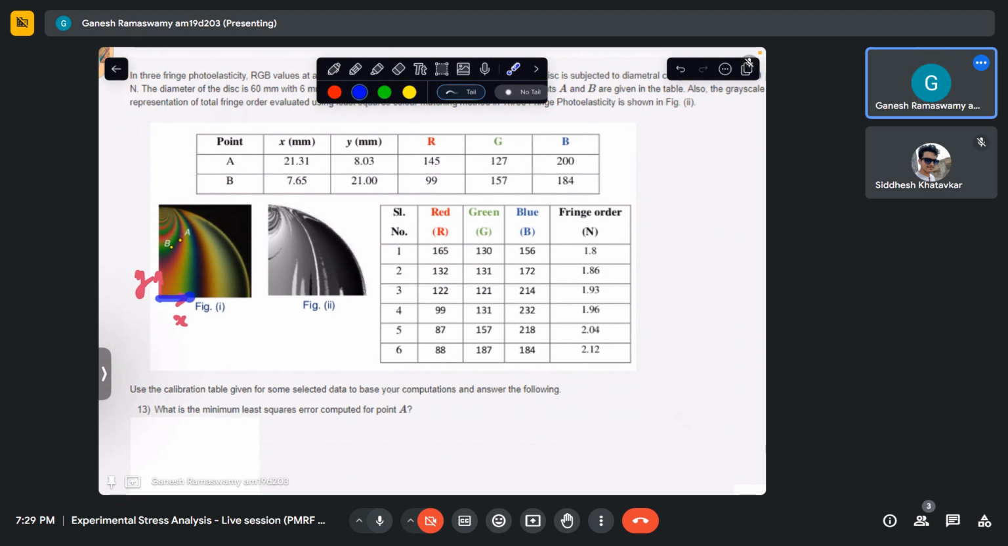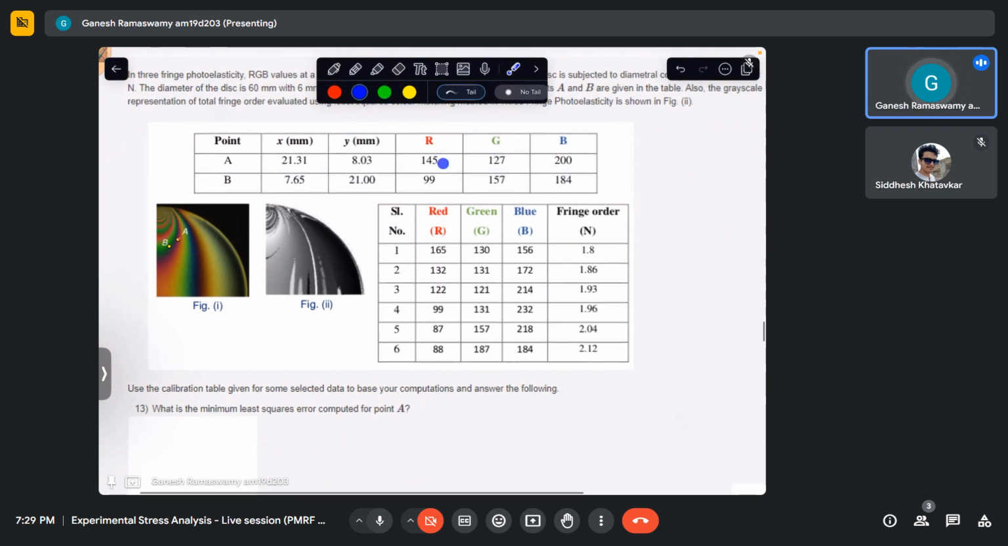So, for this point A, we have 21 mm like that, and A and B. Okay, maybe X and Y is flipped, but regardless, maybe they have taken some random values. But that is besides the point. What we are trying to say is at that point A, RGB, we have captured an image. That image is a color image. So any color image can be decomposed into three basic planes, red, green, and blue. And it will have integers representing the intensities. So for point A, at that point, red intensity is 145, green is 127, and blue is 200. So when we have a combination of this, it gives the color at that point, the fringe color at that point. Same thing applies for B.